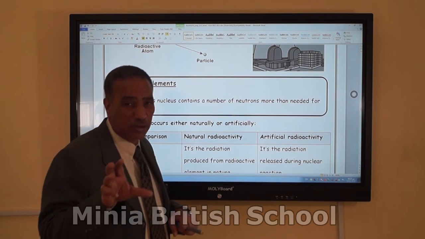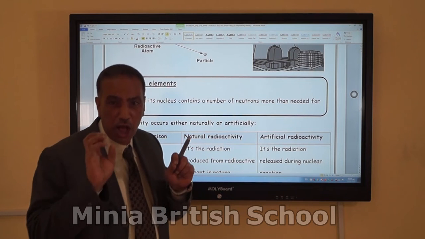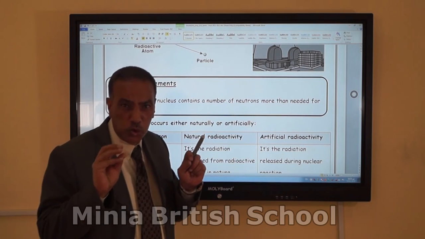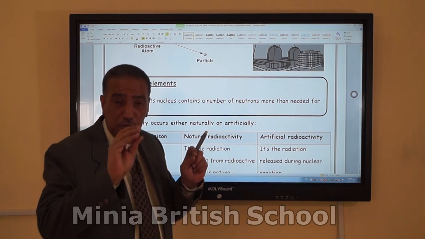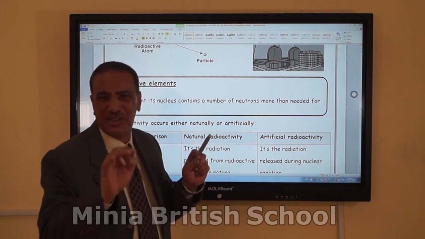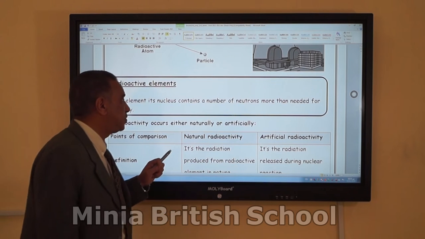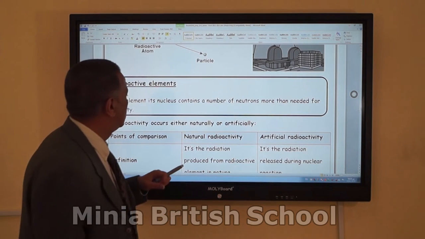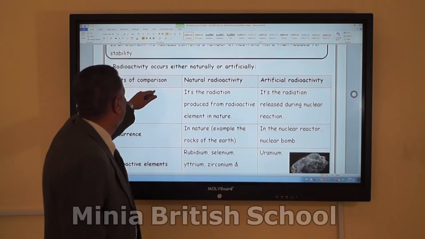For the nucleus of the atom to be stable, there must be a ratio between the total number of protons and the total number of neutrons. If the number of neutrons increases beyond a certain limit, the nucleus is unstable. So the instability of the atom is due to an increase in the number of neutrons beyond what is needed for stability.